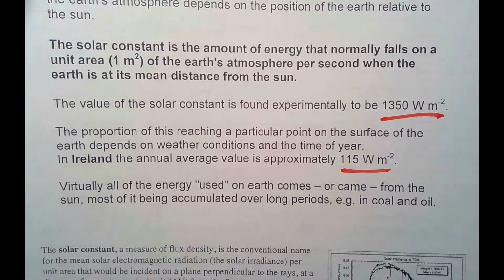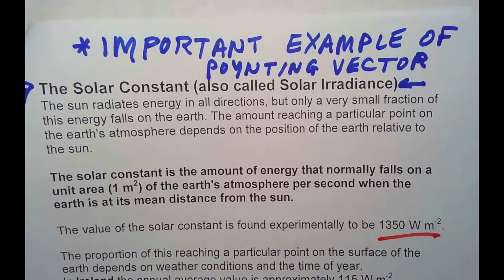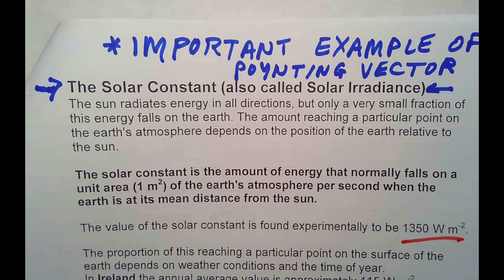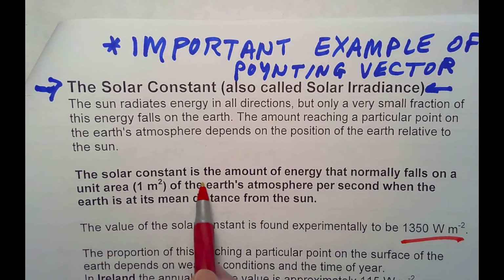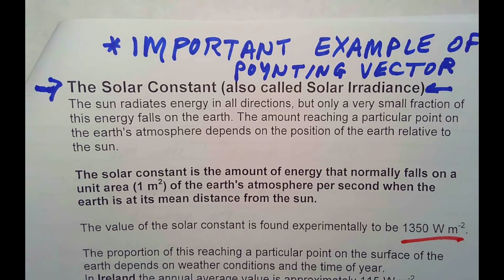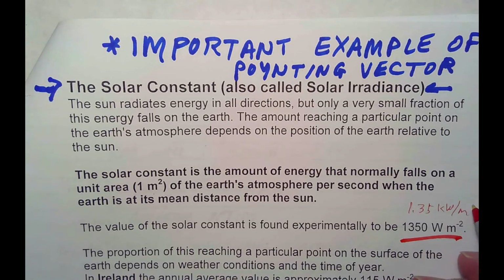Here's the most important Poynting vector I can think of these days. It's the solar constant. How much energy comes from one particular EM wave? It's the EM wave from the sun. The solar constant is the energy that falls on a meter square of the Earth's atmosphere per second. That's a Poynting vector. Incident on the far Earth atmosphere, that's about 1350 watts per meter squared. That's 1.35 kilowatts per meter squared.